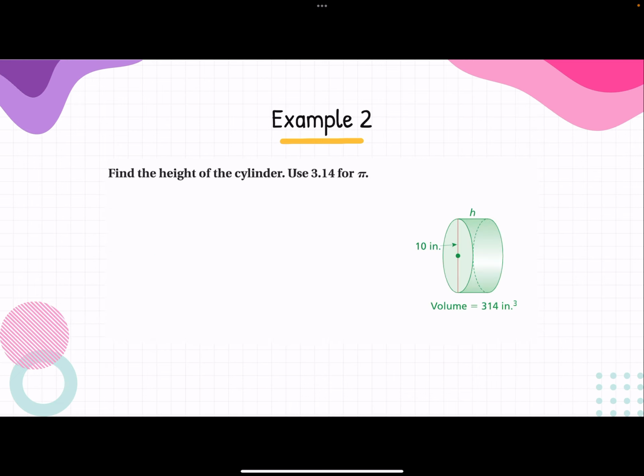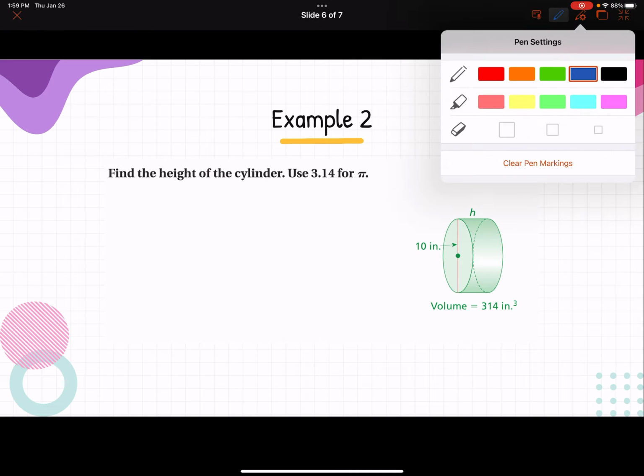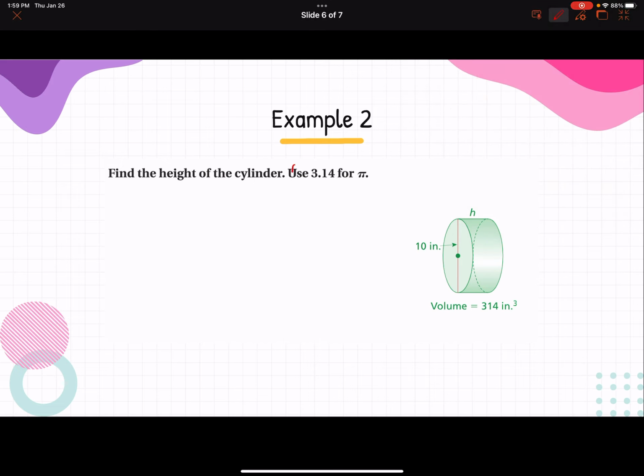Okay, let's try this one. It says find the height of a cylinder. We're going to use our pi button. So this time they're giving me volume, and they're wanting me to find h. So they're wanting me to find this, but they're giving me v. So I can plug in 314 for v.